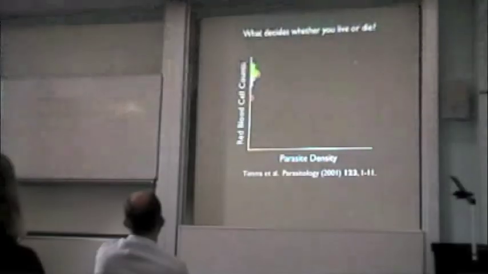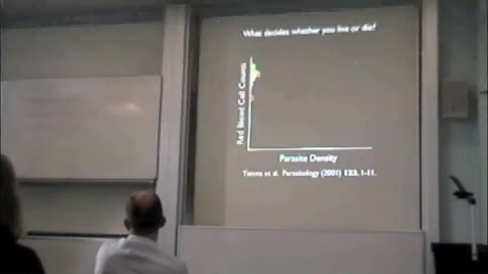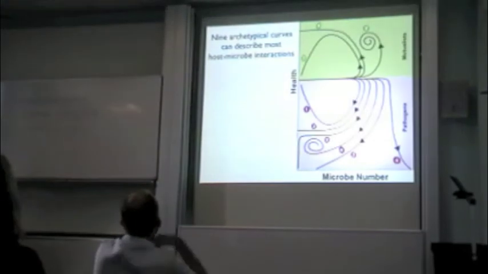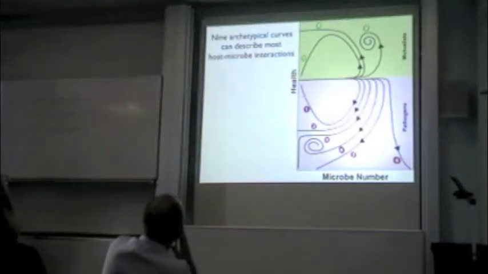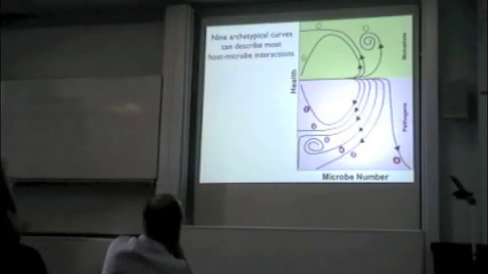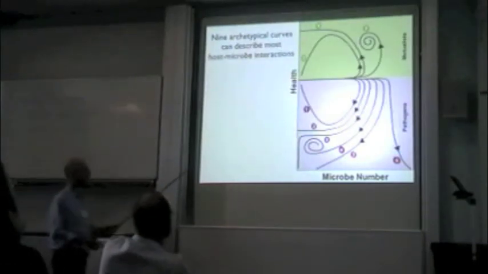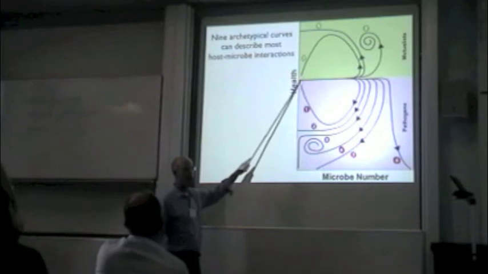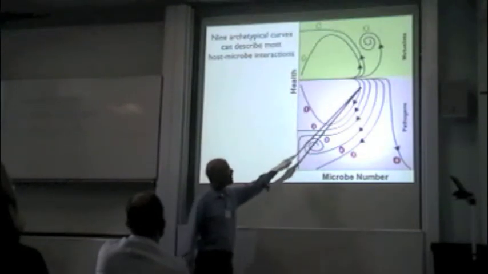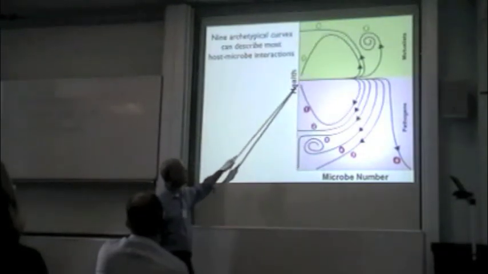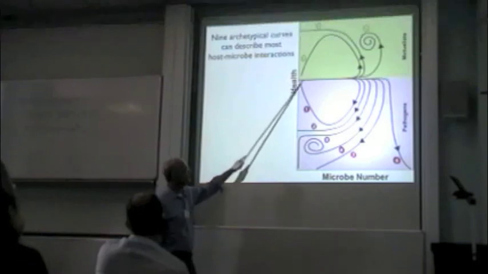So when you think about that, these are real data. This is one type of curve. You can extend it by thinking about the infections that we know about already. And I think that there are just a limited number of archetypical curves you can use to describe most post-microbe infections. So I'll walk you through this. Here's the one I showed you here, an infection, which is what we want, where you get sick and you recover. But there are other situations.